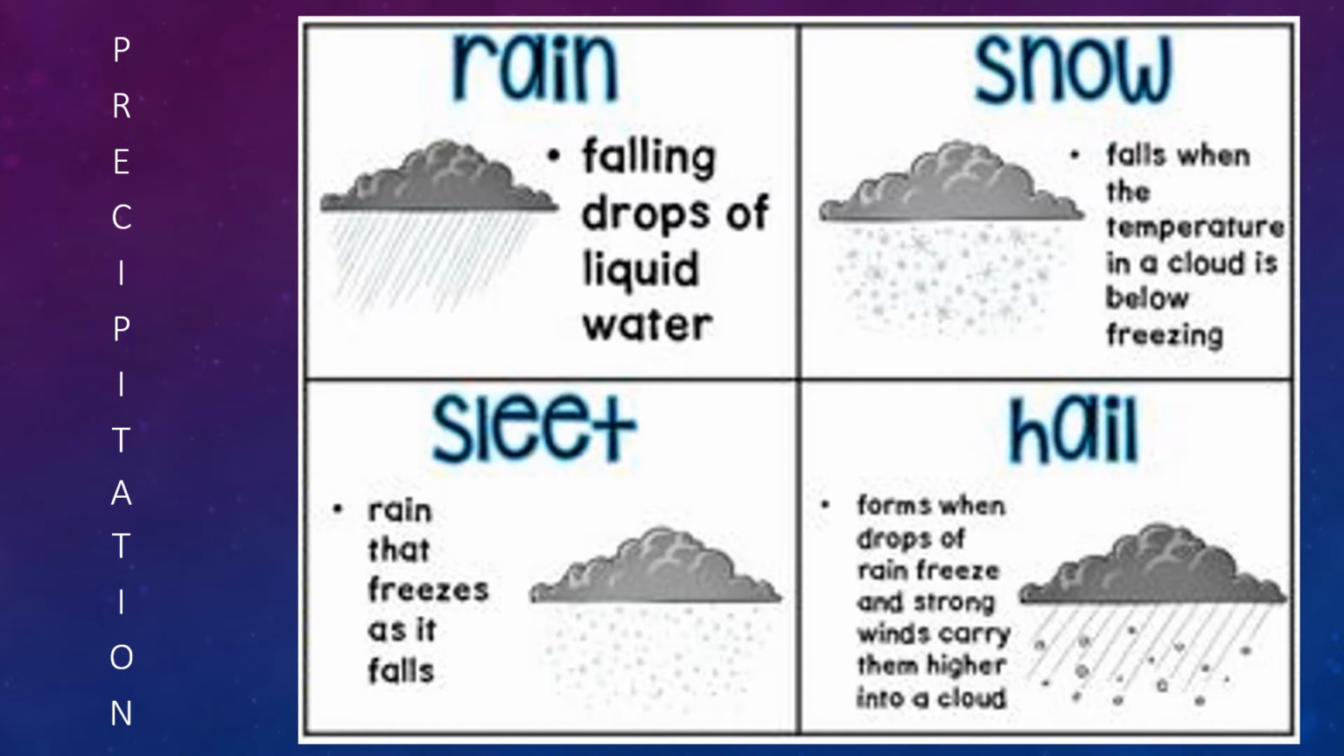When cloud particles become too heavy to remain suspended in the air, they fall to the earth in the form of hail, rain, freezing rain, sleet, or snow. In most cases, the water vapor in a cloud is frozen, as in the form of snow. If this frozen material melts as it falls, the precipitation is in the form of rain.